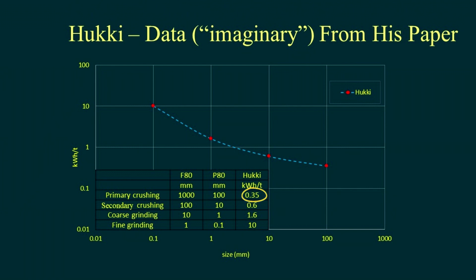Then we go to secondary crushing. That goes from 100 millimetres down to 10. That takes 0.6. Coarse grinding, he called between 10 millimetres and 1.6. And finally, he said fine grinding, 1 millimetre down to 0.1 millimetres. So there are his four data points.